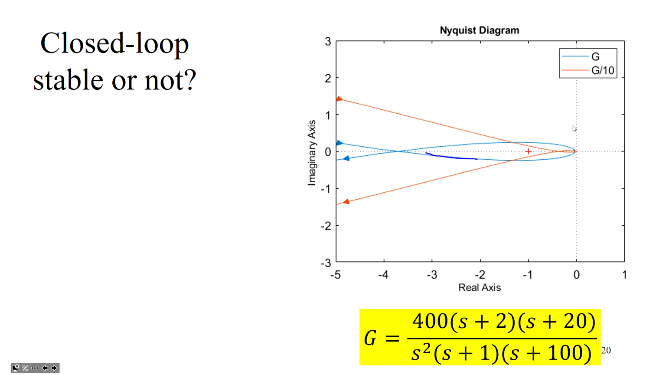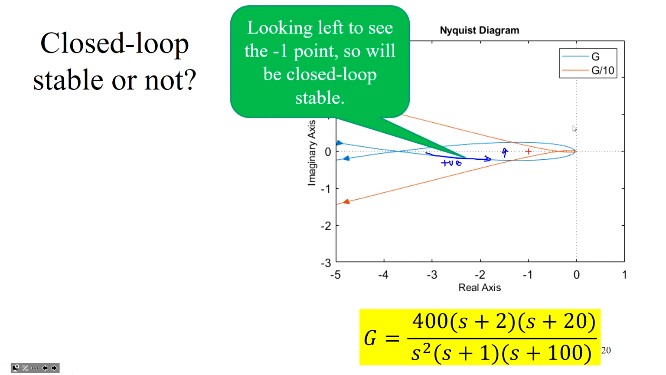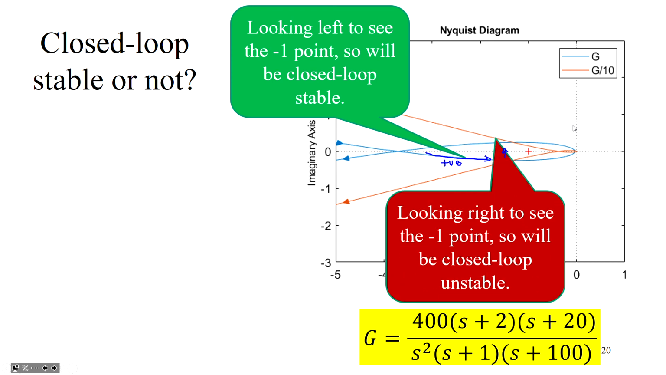So here again you can see the positive frequencies, and I need to look left. If I'm on that blue line, which is G, I need to look left, so I'm going to be closed loop stable if I just have G. What happens if I have G over 10, if I scale by 1/10? Now you can see I need to look to the right. So in this case, I'm closed loop unstable for low values of gain.